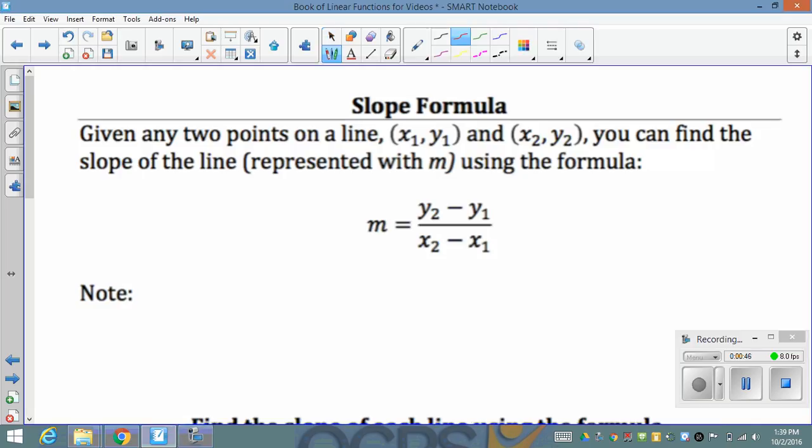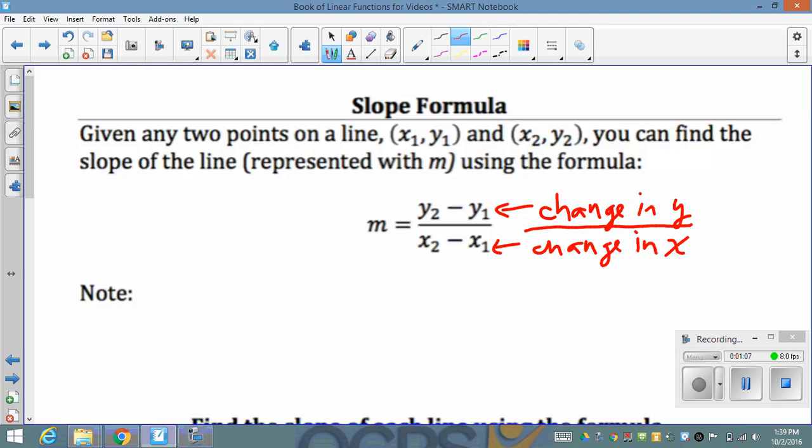So I just read to you what this says, and I want to point out where the formula comes from. In the numerator is your change in y, the same way that we did change in y using our graphs. And in your denominator is your change in x. The difference in the y over the difference in the x. Remember, that's what subtraction is: difference.